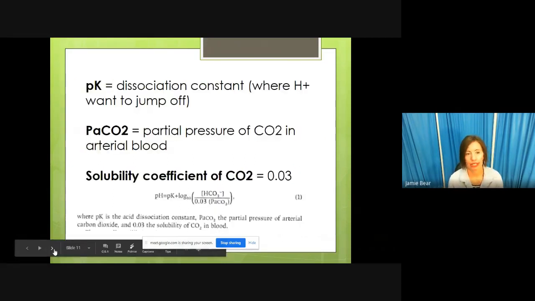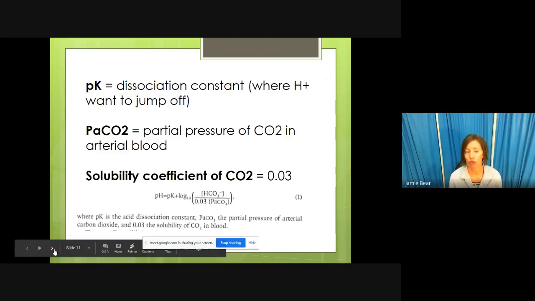So now we're going to look at something called the Henderson-Hasselbalch equation. And just for some vocab terms, the pK is the dissociation constant, and that is where hydrogen ions want to jump off of the specific molecule. And here in the Henderson-Hasselbalch, when we're talking about blood pH, it's going to be a constant, and that number is going to be 6.1, which is the dissociation constant of water.